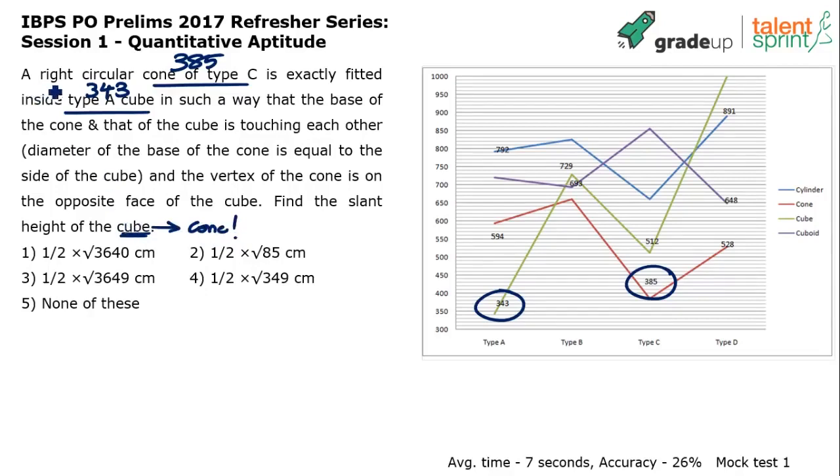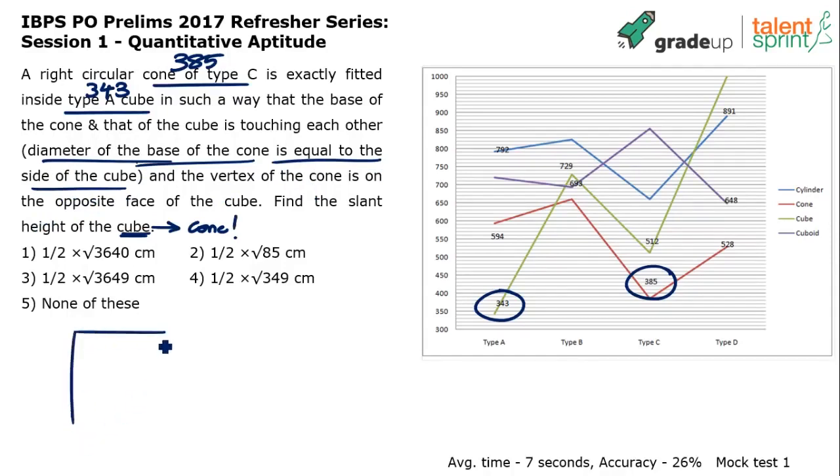So basically it says a right circular cone of type C is exactly fitted inside a type A cube in such a way that the base of the cone and that of the cube is touching each other. The diameter of the base of the cone is equal to the side of the cube. And the vertex of the cone is on the opposite face of the cube. Find the slant height. So you got to understand the figure again, right?